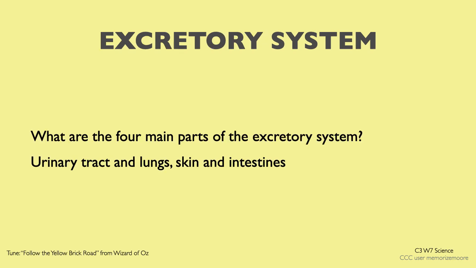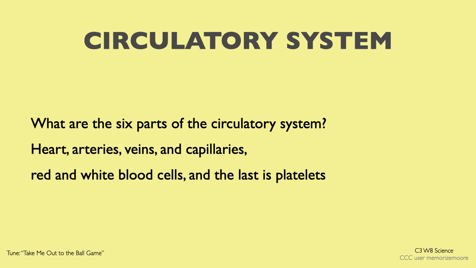What are the 4 main parts of the excretory system? Urinary tract and lungs, skin and intestines. What are the 6 parts of the circulatory system? Heart, arteries, veins, and capillaries, red and white blood cells, and the last is platelets.